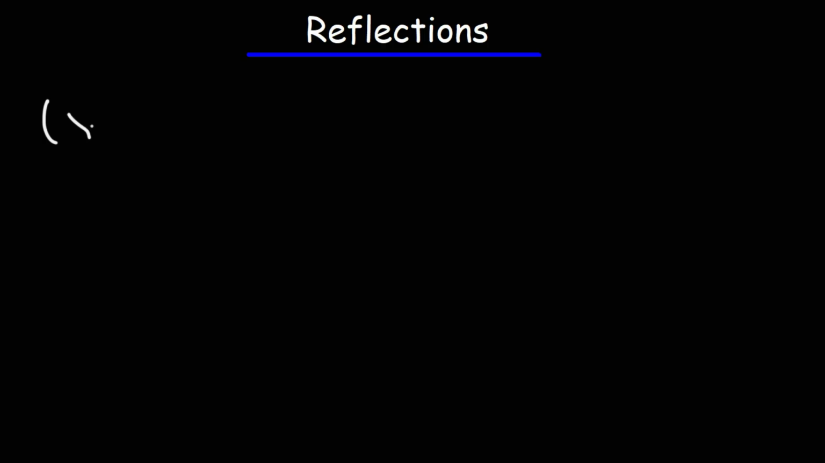So let's say we have a point with the ordered pair x comma y, and we want to reflect it across the x-axis. What will be the coordinates of the new point? Whenever you reflect it across the x-axis, the x values will remain the same, but the y values will change. It's going to change from y to negative y.